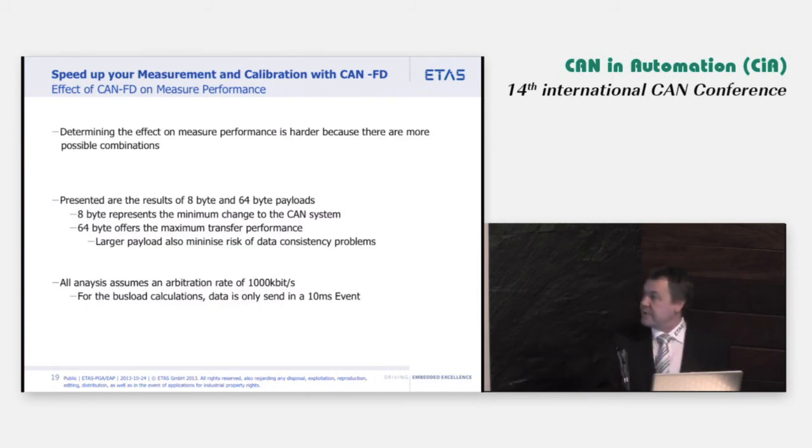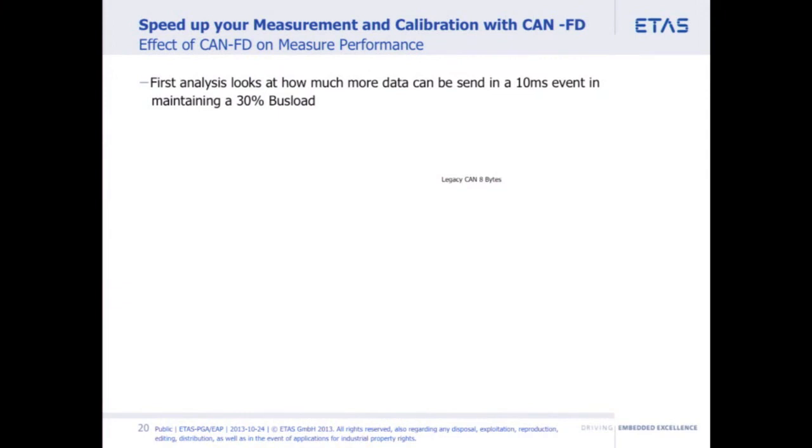For the analysis, to keep it easy, I've said we have an arbitration rate of 100 kilobits per second, and I only measure in 10 milliseconds. So all my calculations are done with one raster, a 10 millisecond raster. This makes the analysis a lot easier. This will make sense in a minute when I put the rest of the graph on there.